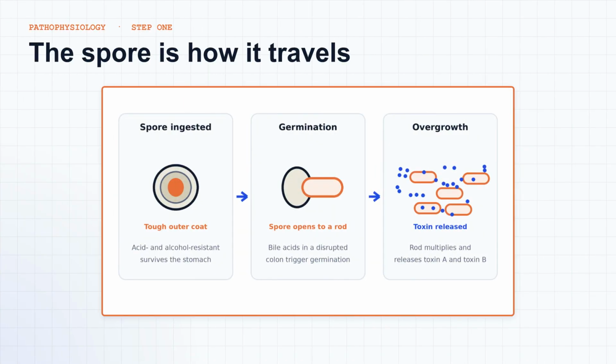Let us build the mechanism. It starts with the spore. Follow the panels from left to right. On the left, the spore is swallowed by the fecal oral route. Its tough outer coat resists stomach acid, and it resists alcohol-based hand sanitizer, which is why soap and water matter on a C. difficile unit.